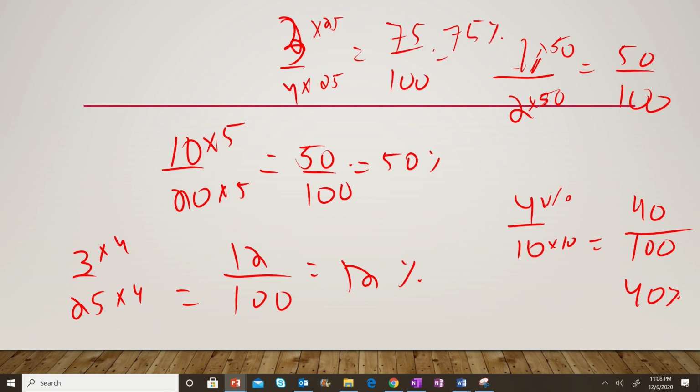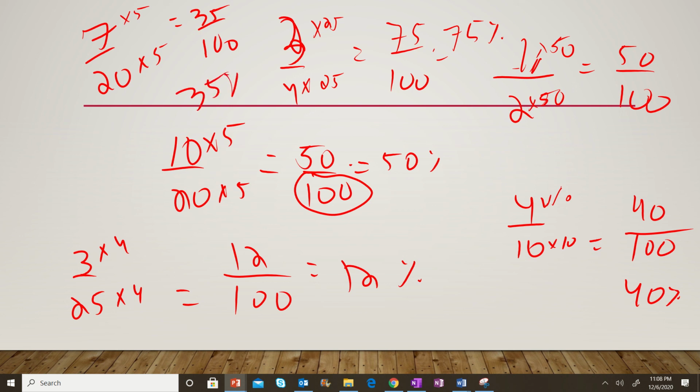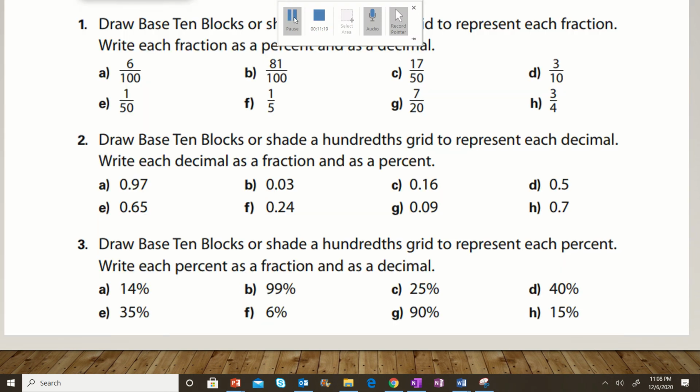So as you can see, my goal is to always get over 100 on the denominator here, and then get a different numerator by multiplying and finding equivalent fractions, right? Another one we could do is 7 over 20, times 5 here, times 5 here. We're going to get 35 over 100, which is 35%. Right? So it's very easy to find out some of these answers based on the fact that we can multiply to get to 100.